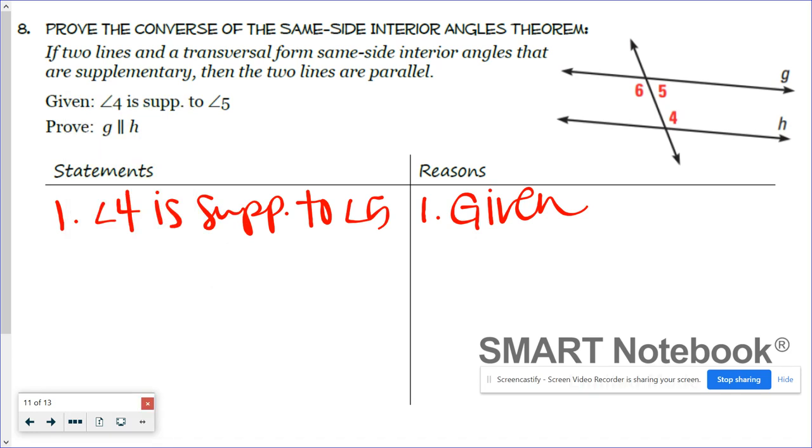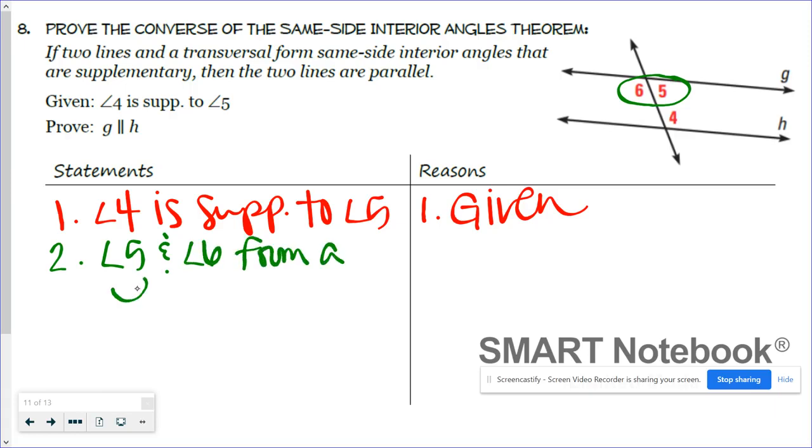So the only thing that we can absolutely do based on what little we've been given is we can use angles 5 and 6, because we know without a doubt that angle 5 and angle 6 form a linear pair. Because that is something that we are allowed to assume from the diagram.